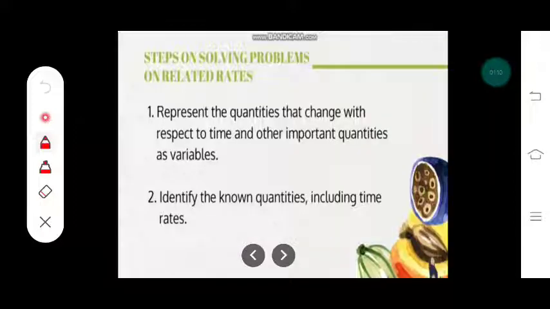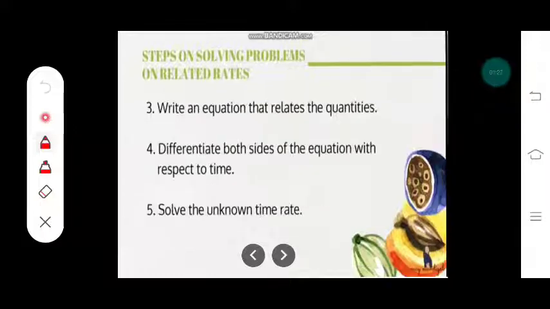So here are the steps that we need to remember. First, represent the quantities that change with respect to time and other important quantities as variables. Second, identify the known quantities, including time rates. Third, write an equation that relates the quantities. Fourth, differentiate both sides of the equation with respect to time. Since we will be differentiating with respect to time, we will be using d over dt.